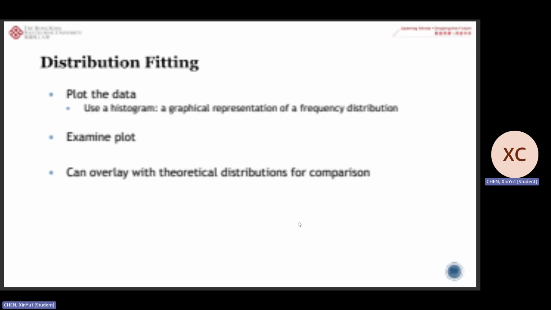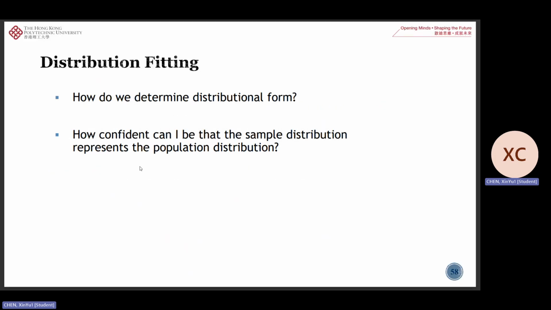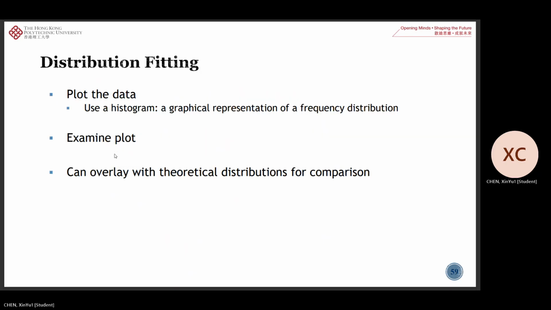The next topic is distribution fitting. The question is, how do we determine the distributional form, and how confident can I be that the sample distribution represents the population distribution? We can plot the data, using a histogram or a box plot or whatever, and we can rely on theoretical distributions for comparison and so on.